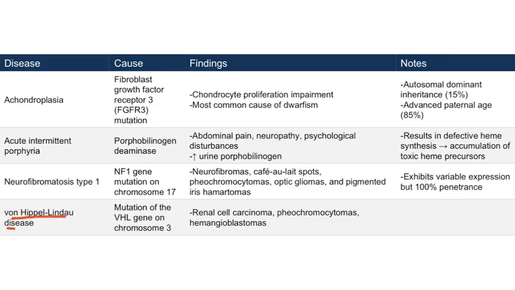Von Hippel-Lindau disease is caused by mutations of the VHL gene on chromosome 3. Findings include renal cell carcinoma, pheochromocytomas, and hemangioblastomas. Okay, let's do some questions.